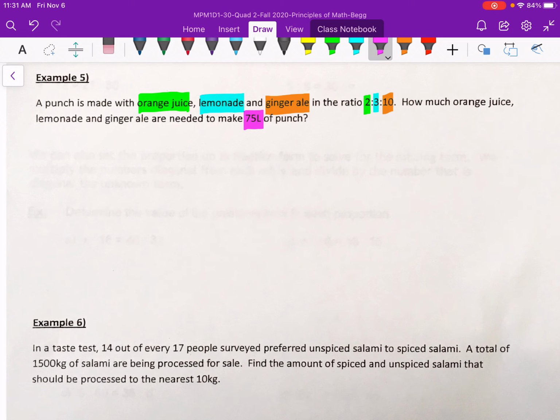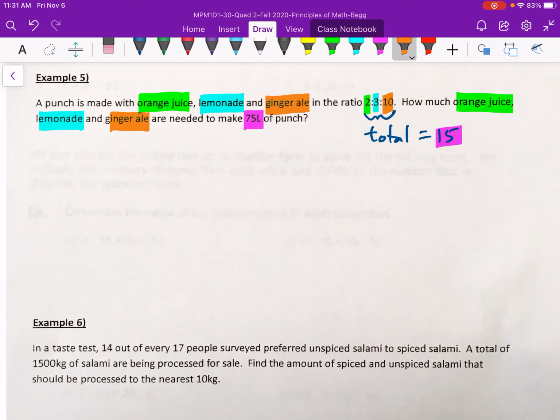So total I'm going to keep as pink. So total parts, again, we've done this enough times now, we know that if we add these parts together, then we'll know how many parts are in total. 2 plus 3 plus 10 equals 15 parts. How much orange juice and lemonade and ginger ale are needed?